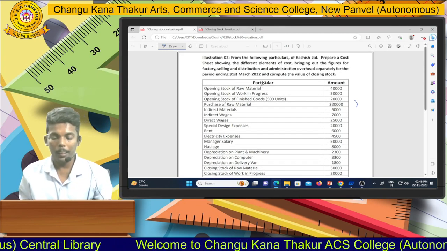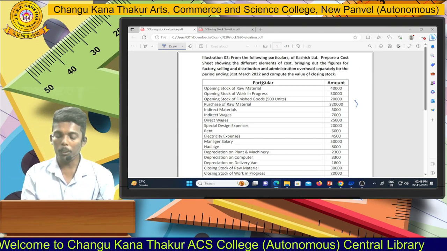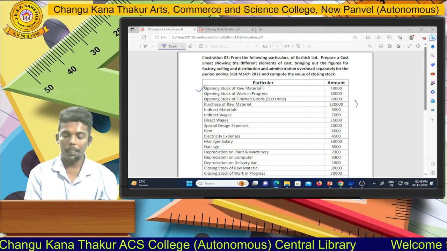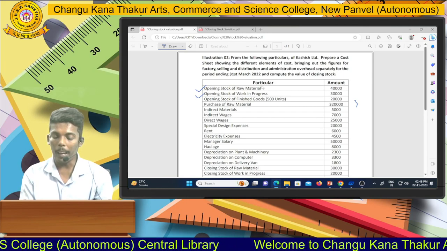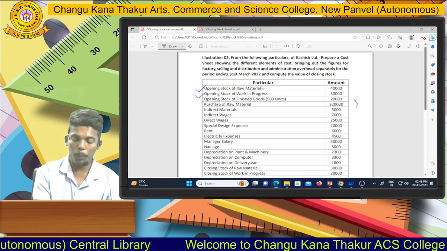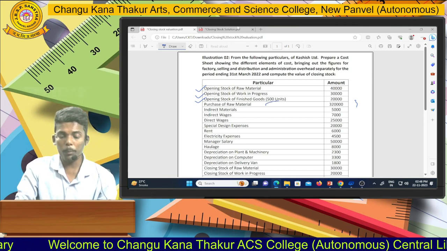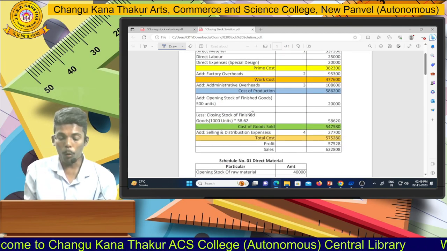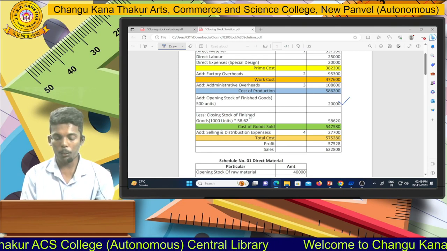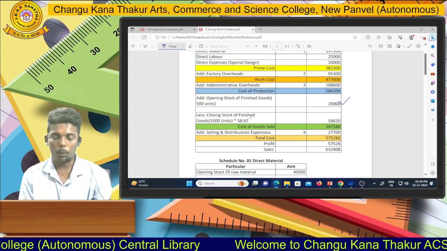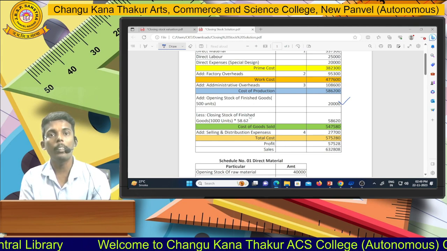In the information they give you the opening stock of raw material. As you know, the opening stock of raw material is a part of the material consumed. Then they give you the opening stock of work in progress, which we add into the factory overheads. Then they give you the opening stock of finished goods in units. According to the format of the cost sheet, we add the opening stock of finished goods in the cost of production, then less the closing stock of finished goods, and then we get the cost of goods sold. But in this illustration, they do not give you the value of the closing stock.